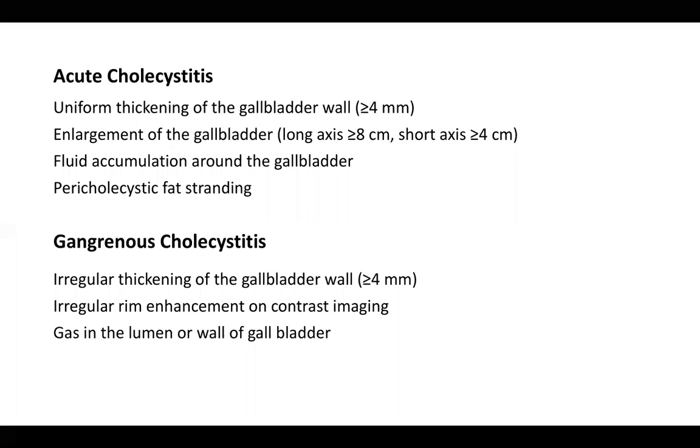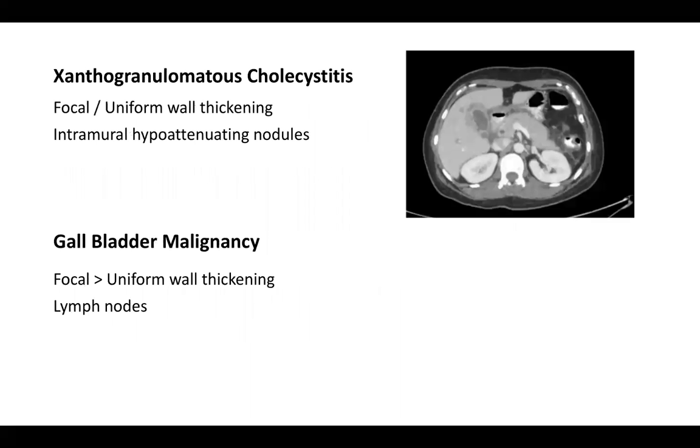Gangrenous cholecystitis is where there is irregular thickening of the gallbladder wall, irregular rim enhancement on contrast imaging, either ultrasound contrast, CT contrast, or MR contrast, and the presence of gas in the lumen or within the wall of the gallbladder. Xanthogranulomatous cholecystitis is either focal or uniform wall thickening, along with intramural hypoattenuating nodules.